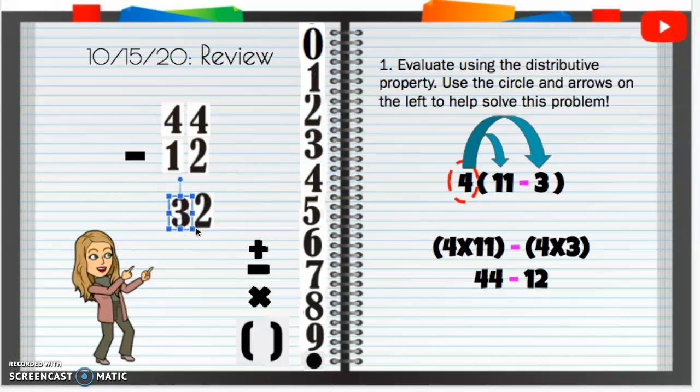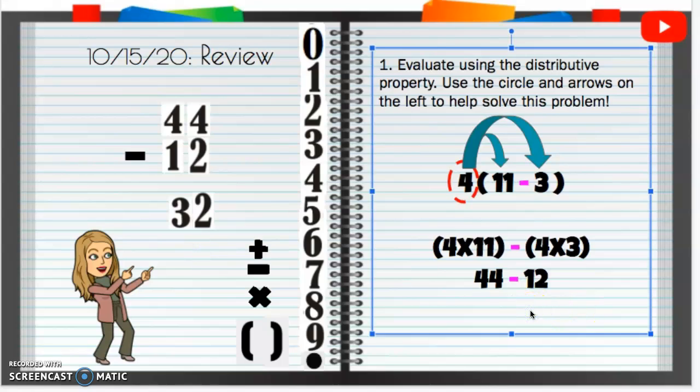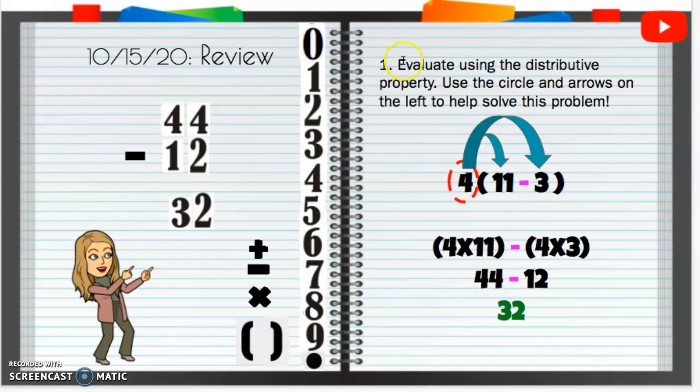So our answer is 32. Whoop, not 21. There you go, 32. So that's our answer. I'll put it in green. So that is our answer. So we evaluated or solved using our distributive property. Great job.